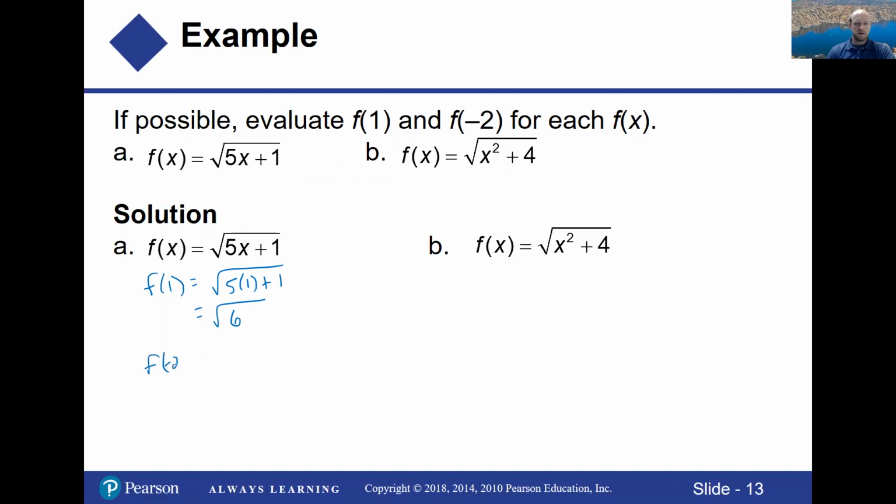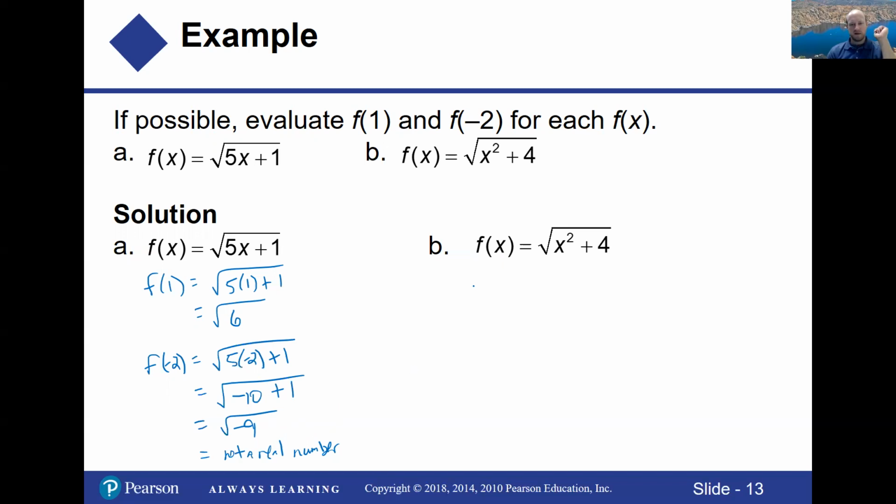And then let's do the other one, f of -2. So I'd have 5 times -2 plus 1. And 5 times -2 is -10, and -10 plus 1 is -9. But what happens there? Well, we have a negative radicand inside of an even root. So this is undefined. This is not a real number. We will get into some imaginary numbers at some point, but for now, just know that this is not real.